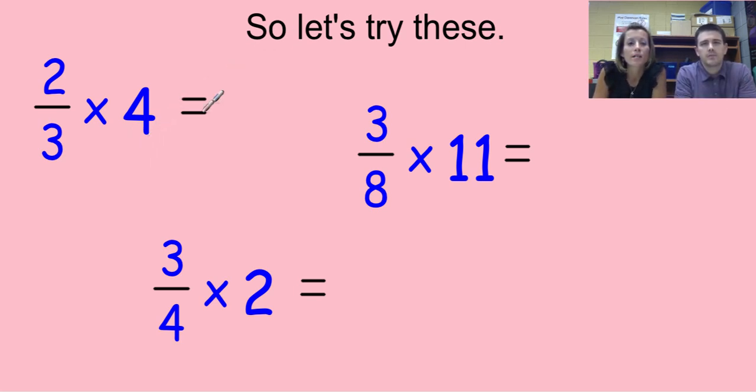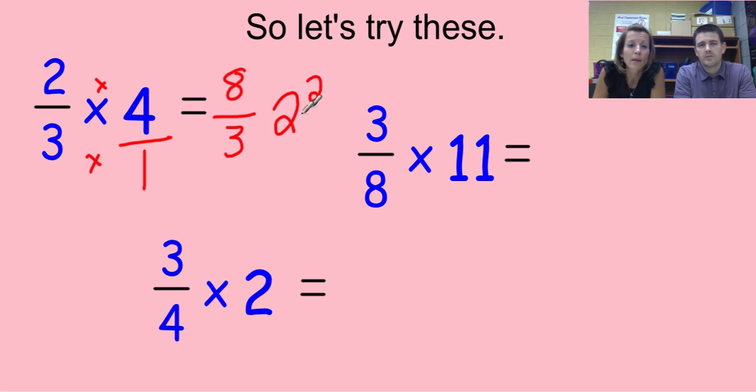Here we go. 2/3 times 4 over 1. We have numerator times numerator, which is 8, and denominator times denominator, which is 3. Again, we have an improper fraction when we're done. 3 goes into 8 2 complete times, so our whole number is 2. 2 times 3 is 6, and 8 minus 6 is 2, so we have 2/3 left over.